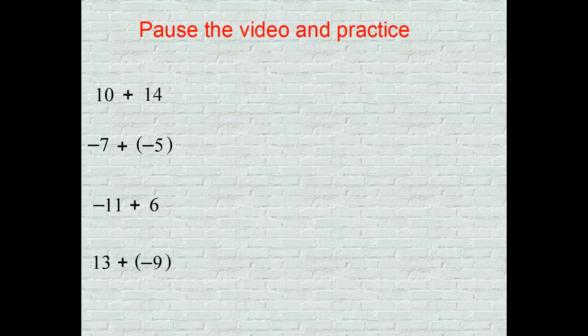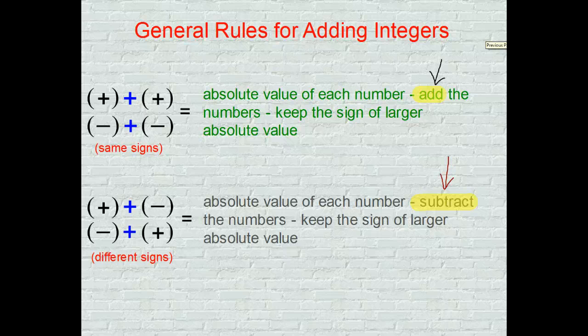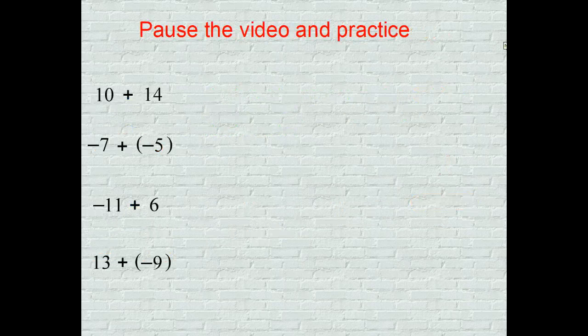Last one. 13 added to -9. Well, this is a positive added to a negative. Let's go back. A positive added to a negative. We're going to follow this general rule here, and again, we're going to have to subtract those numbers. So the absolute value of 13 added to the absolute value of -9. Remember, we're subtracting because the signs are different. So if the signs are different, we're going to subtract them.